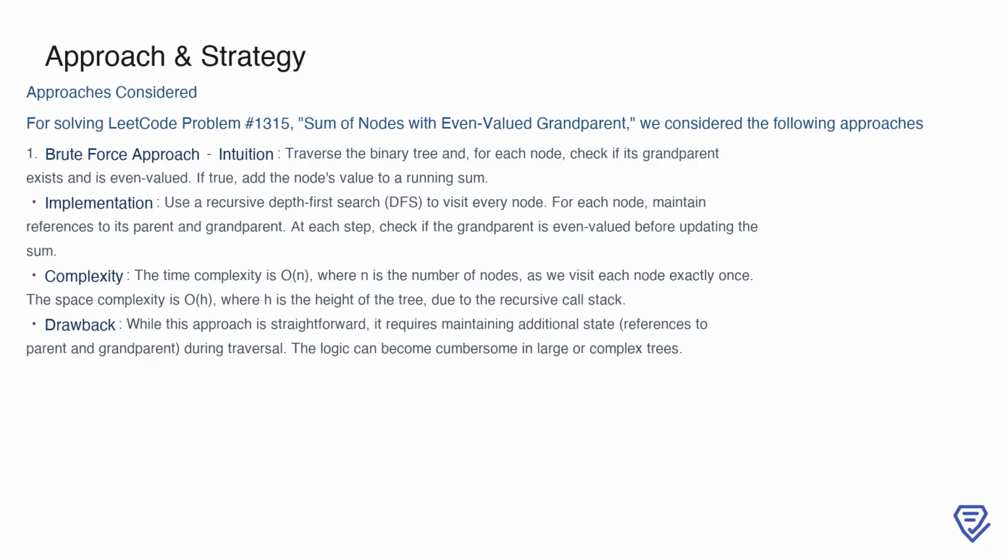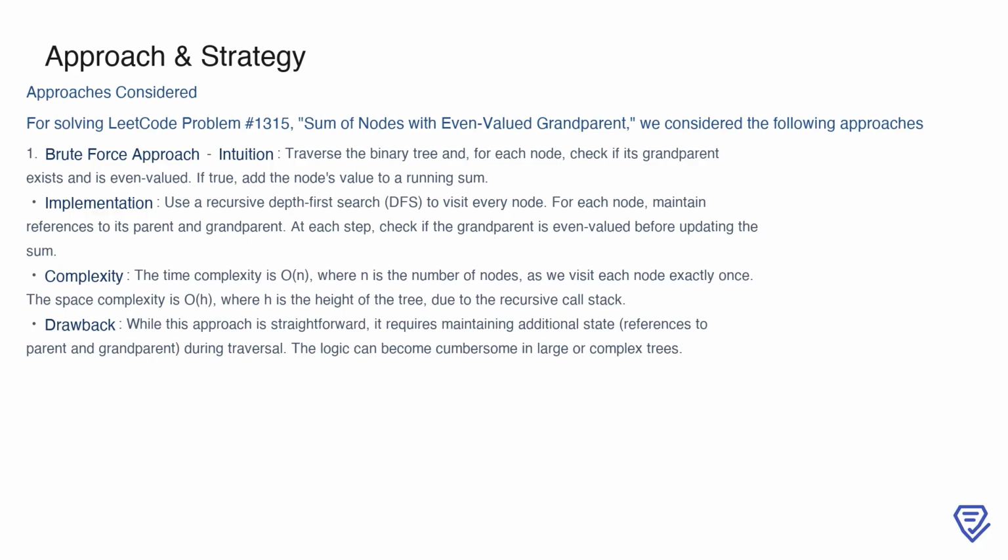This approach has a time complexity of O(n), where n is the number of nodes, because we visit each node exactly once. The space complexity is O(h), where h represents the height of the tree, due to the recursive call stack. However, this approach has a drawback: maintaining references to both the parent and grandparent can make the logic cumbersome, especially in larger or more complex tree structures.